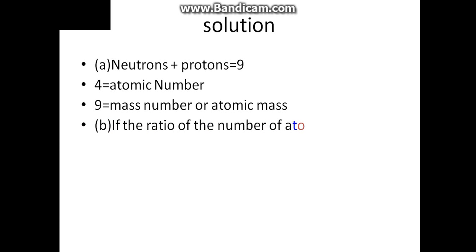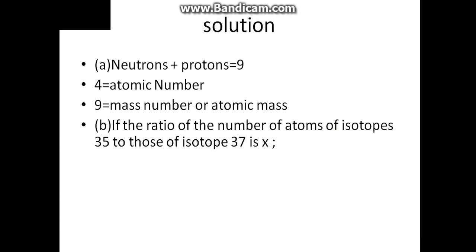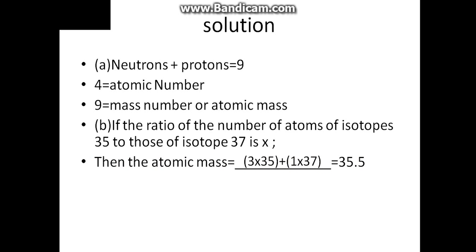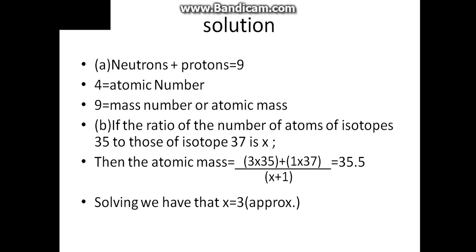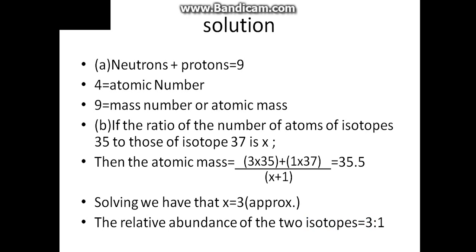B. If the ratio of the number of atoms of isotope 35 to those of isotope 37 is S, then the atomic mass is equal to (S times 35 plus 1 times 37) all over (S plus 1), equal to 35.5. Solving, we have that S is equal to 3. The relative abundance of the two isotopes is equal to 3:1.